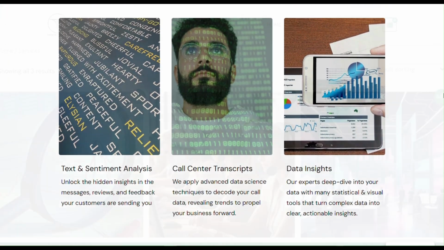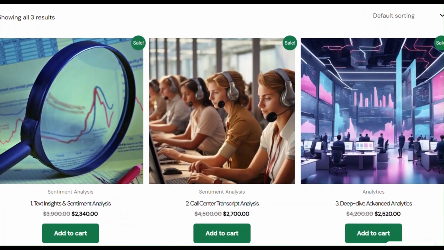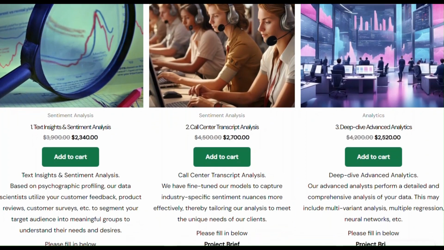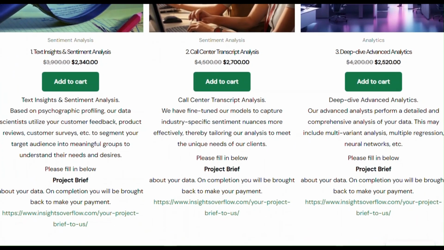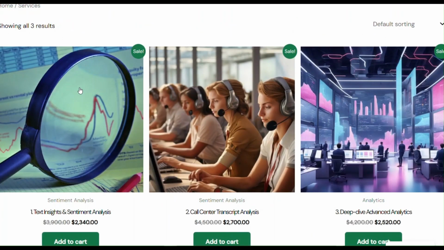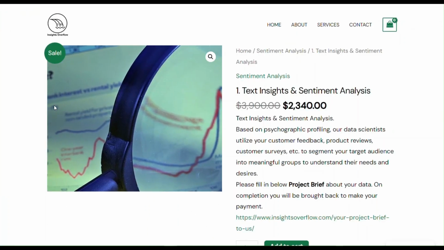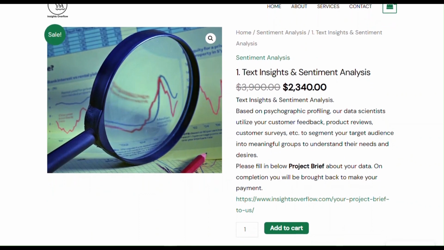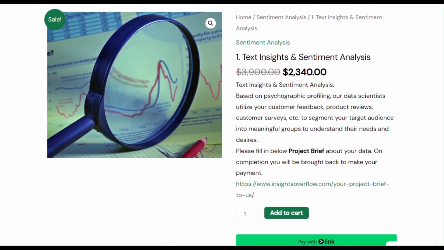We have 3 products on offer. In our shop view, you can read all about the various products. Simply select the one you desire. By selecting Text Insights and Sentiment Analysis, you will be shown a screen with full description of the product.